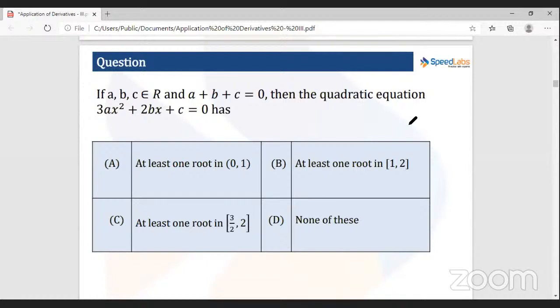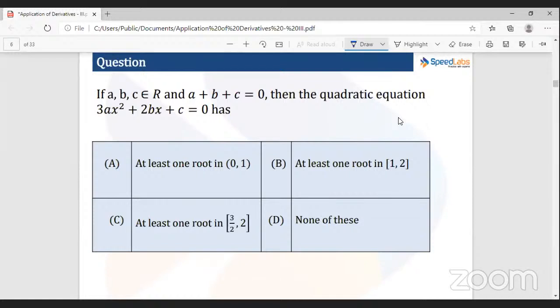Now, this is the question. If A, B, C element of R and A plus B plus C is equal to 0, then the quadratic equation 3ax square plus 2bx plus c equal to 0 has, you have 4 options and you have to tell me the correct one. Yes, Kritika, your answer is correct.